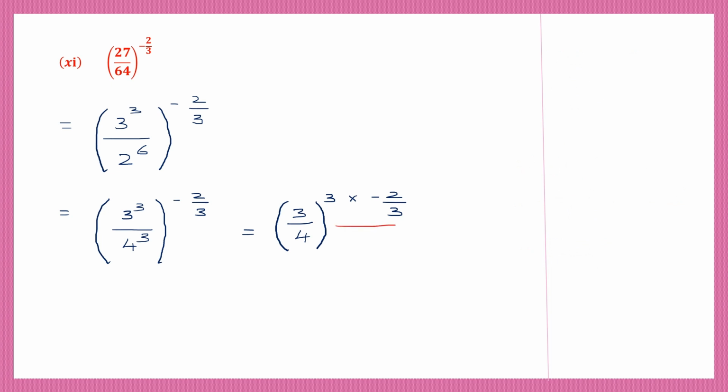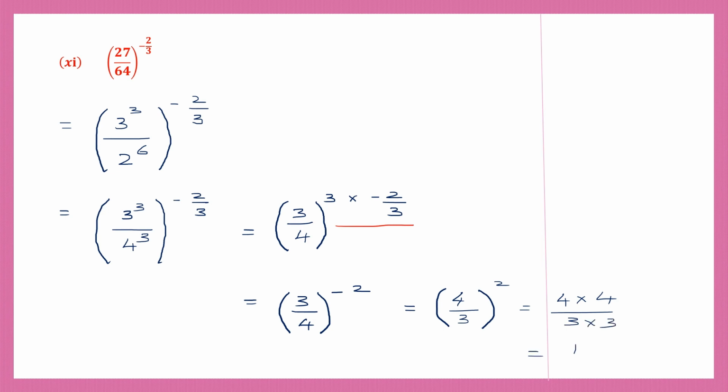So now let me work on this. That is 3 into minus 2 by 3. So here we can cancel the 3's and what is left is only minus 2. So I can write this as 3 by 4, the whole thing raised to the power of minus 2. So now I can write the reciprocal of 3 by 4 and make my power positive. So this is now 4 by 3 raised to the power of 2. So this is 4 into 4 by 3 into 3. 4 fours are 16 and 3 threes are 9. So our final answer here is 16 by 9.